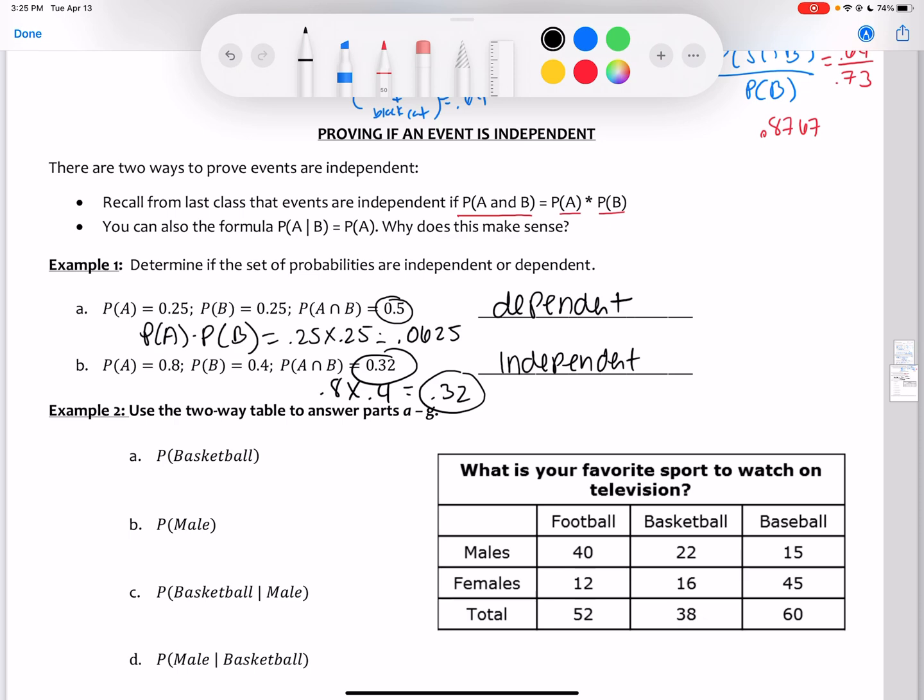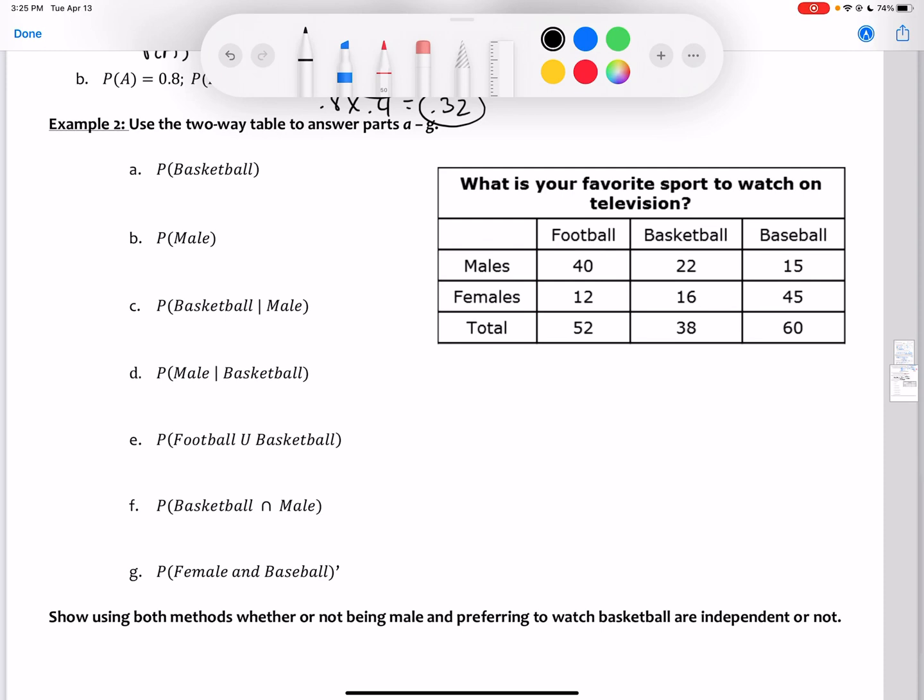Okay, and just one more example. I know this video is getting a little bit long, but one more example to go through is if we're using a two-way table and just figuring out those different probabilities. So the total we have is 60, so for most of these, the outcome will be 60 unless we're working with conditional probabilities. So the probability of basketball, that's going to be 38 out of 60.